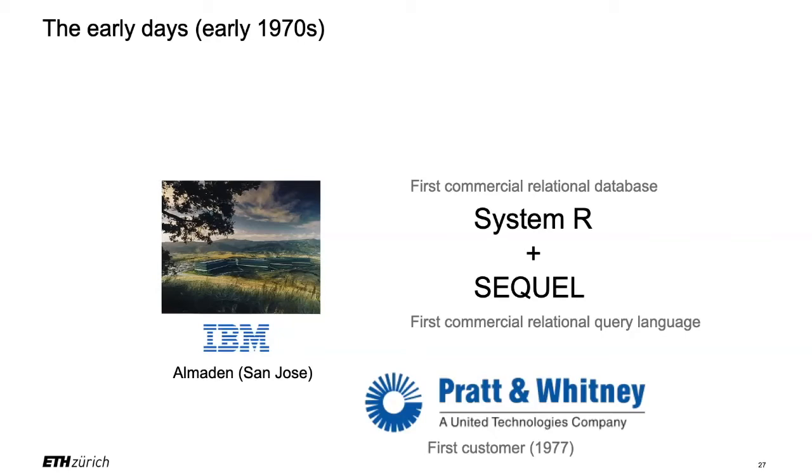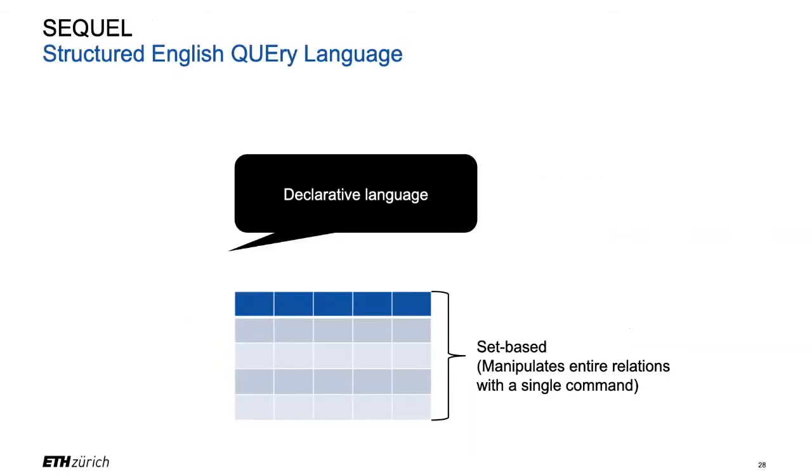So the same happened back then, right? The idea of data independence was new. The first commercial relational database that tried to implement this idea of data independence was called System R. Probably R is for relational. And SEQL was the first commercial relational query language used to query the tables. Pratt & Whitney, that you see here at the bottom, was their first customer, in 1977. So you see it took 7 years to go all this way.